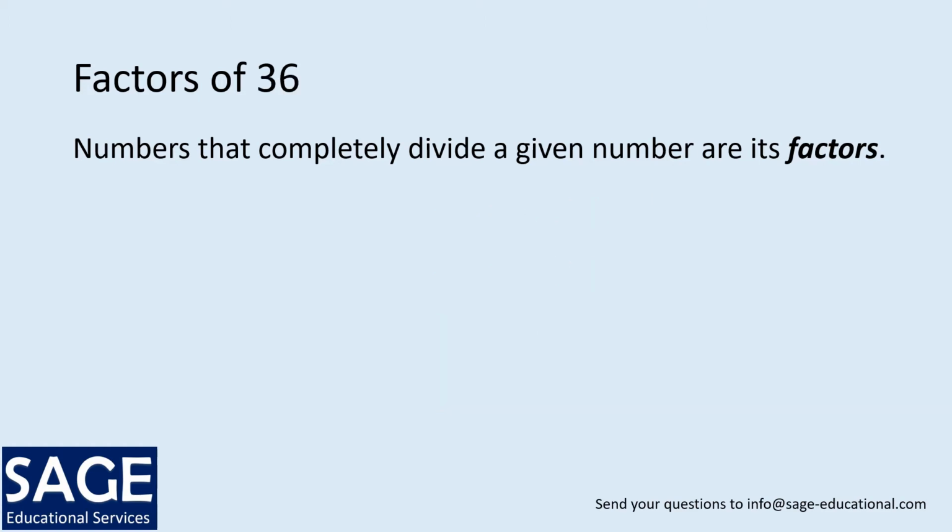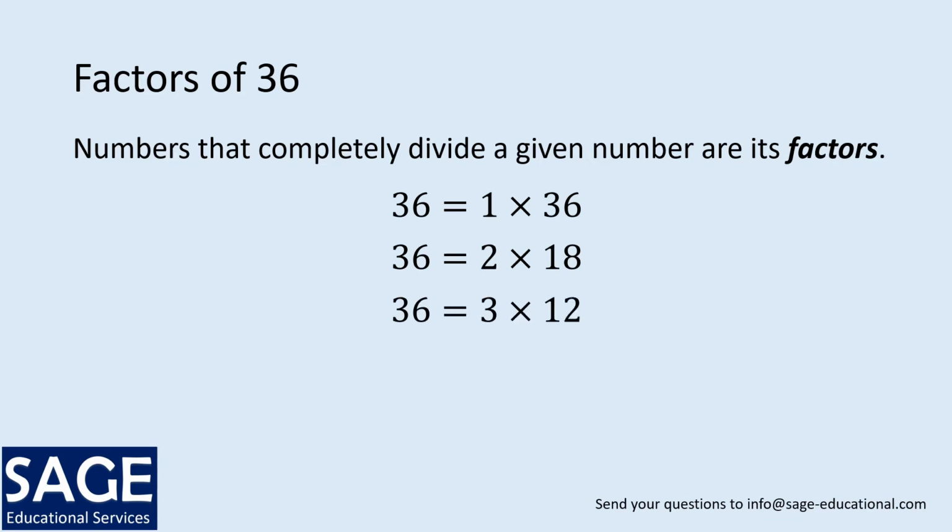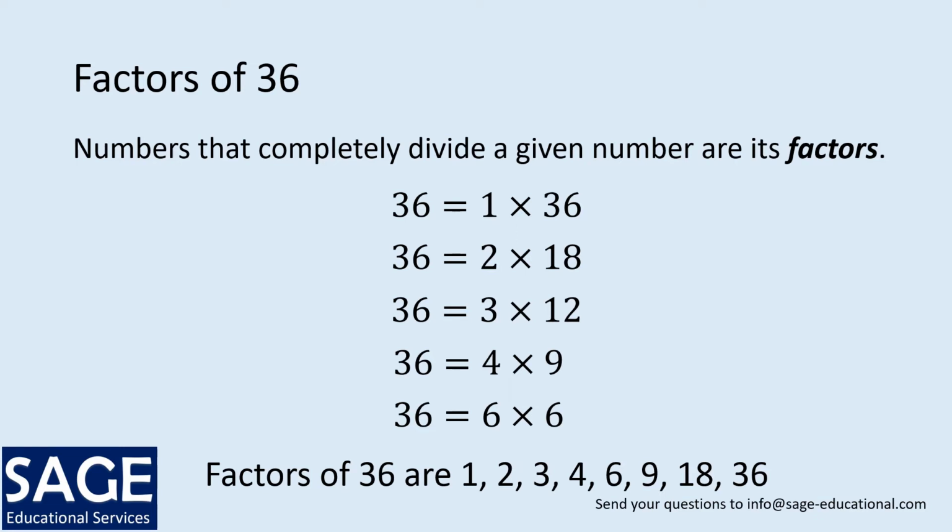Let's see an example, 36. So what is the complete list of factors of 36? I can write 36 as 1 times 36. It's also 2 times 18. It's also 3 times 12. It's also 4 times 9. And it's also 6 times 6. So the list of factors of 36 is 1, 2, 3, 4, 6, 9, 18, and 36.